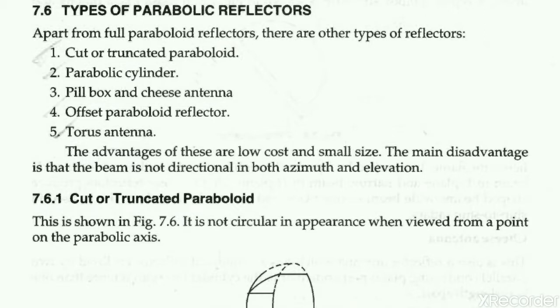Today we will discuss the types of parabolic reflectors and the feed mechanism for the parabolic reflectors. Up till now we have discussed the types of reflectors, that is rod reflectors, plane reflectors and corner reflectors.